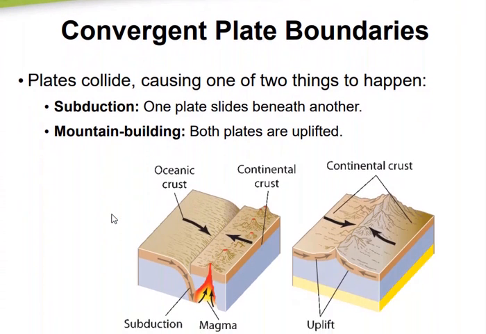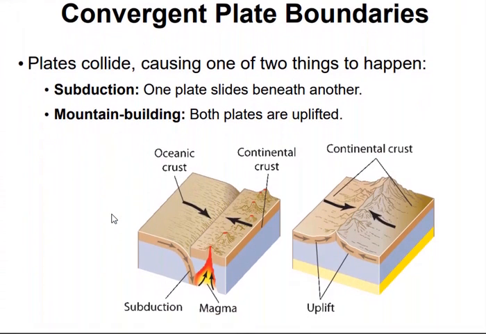Convergent plate boundaries. Let me scooch down here to the picture. When plates collide at convergent plate boundaries, one of two things will happen. One plate of crust may slide beneath another in a process called subduction, and the subducted crust is heated as it dives into the mantle, because obviously it gets melted, and it may send up magma that erupts through the surface in volcanoes.